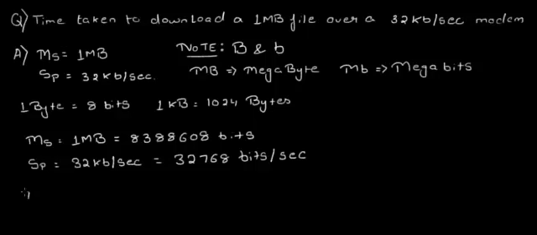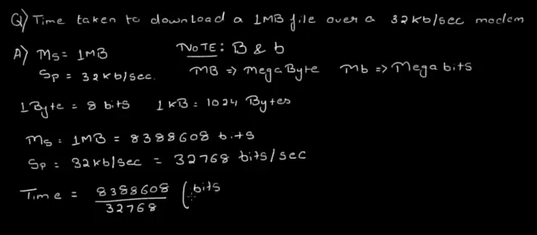So now we have ideally reduced the problem to a division problem, and therefore the time taken to download the file is just the ratio of the size of the file that is to be downloaded to that of the speed at which the download is happening. So therefore the time taken is equal to 8388608 upon 32768. Let's just put down the units here for our convenience. So the numerator is in bits and the denominator is in bits per second.